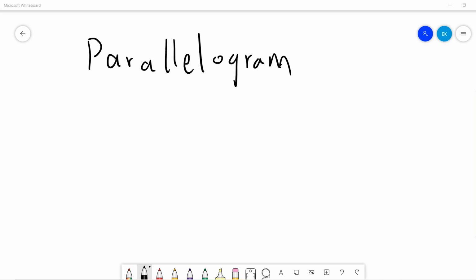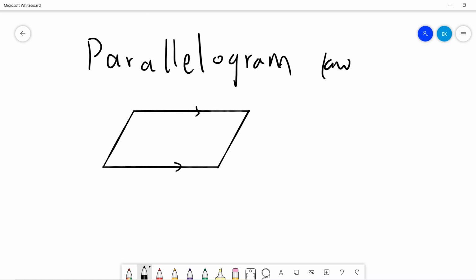Guys, in this video, I want to talk about the proof of the parallelogram law. I think everyone knows what a parallelogram is. You have two lines which are parallel to each other, and these two lines are also parallel. Let's call it ABCD. This straight line is BD, and this is AC.